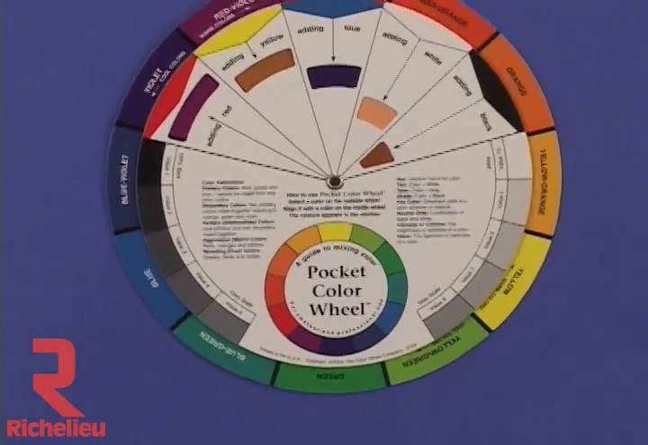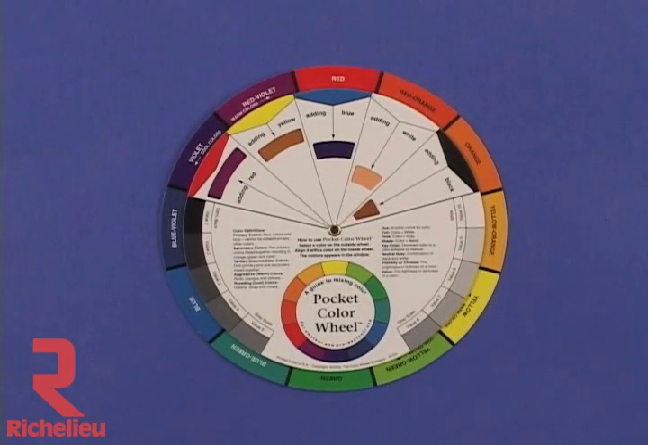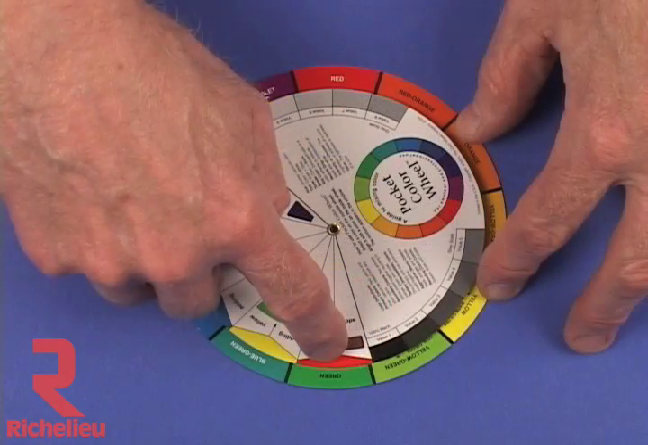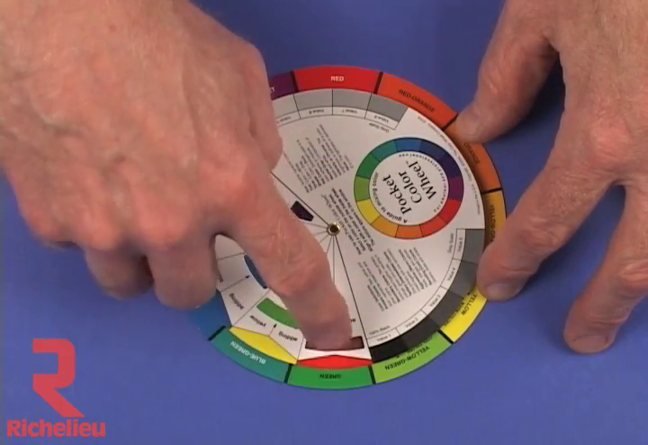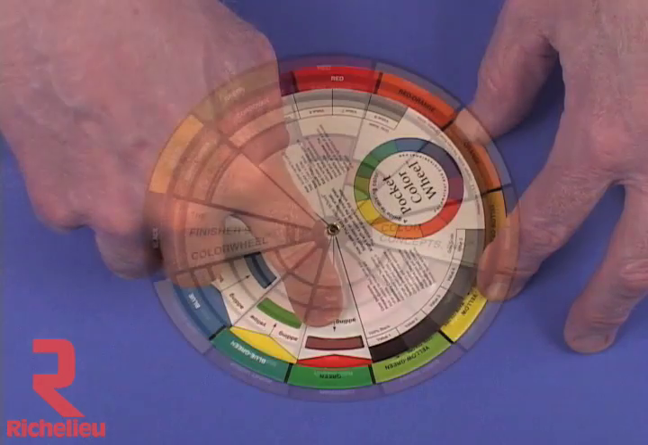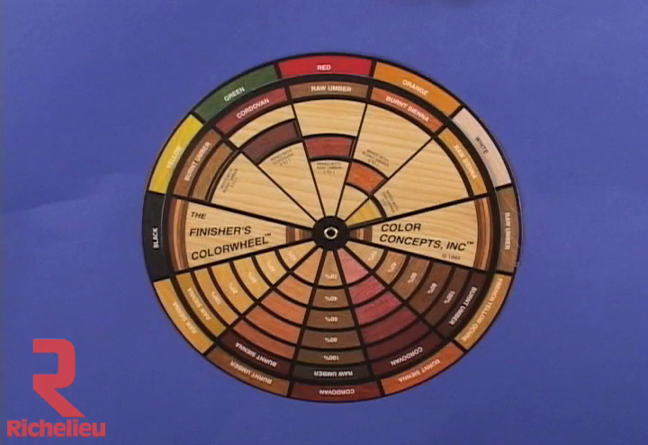There are two color wheels developed to help with mixing colors. The first is the Mixing Guide color wheel, which is designed to help people understand color theory. It has the spraying color system on the outer wheel and shows mixtures of colors in the windows. The second wheel is called the Finisher's color wheel.